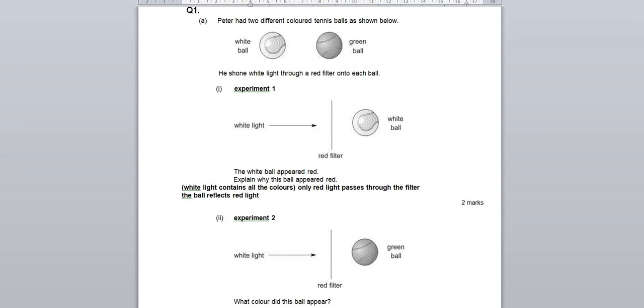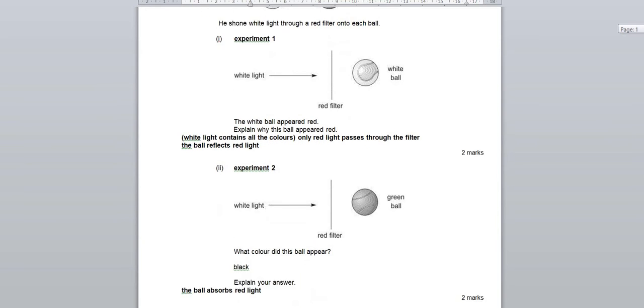Explain why this ball appeared red. It's because, as I said, white light contains all the colours, but only red light can pass through the filter. So therefore, the white ball will reflect red light because only red could go through.